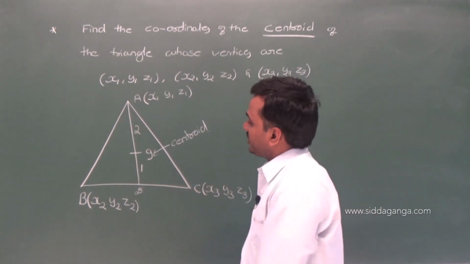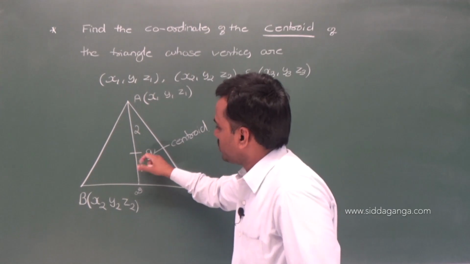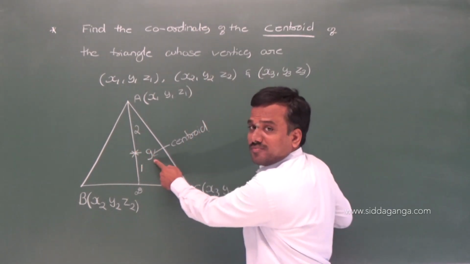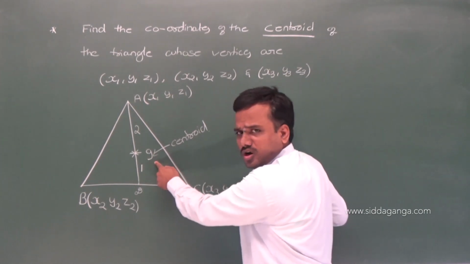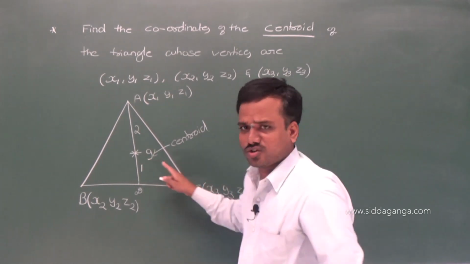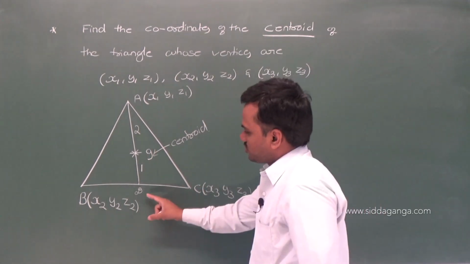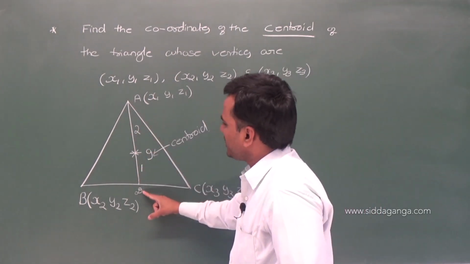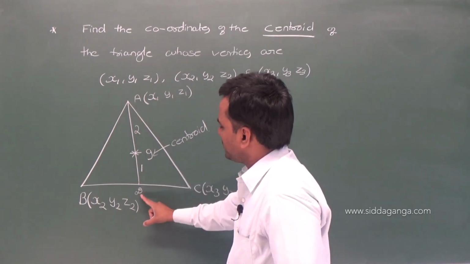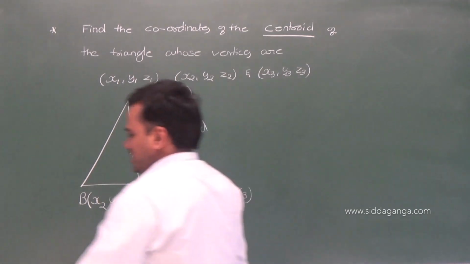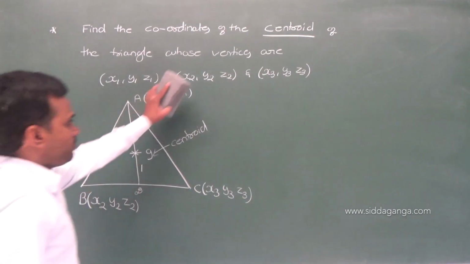So what we have to find out? We have to find out the coordinate of the centroid. Then how to solve this one? See, observe here. It is a median. It is a median means D is nothing but the midpoint of BC.